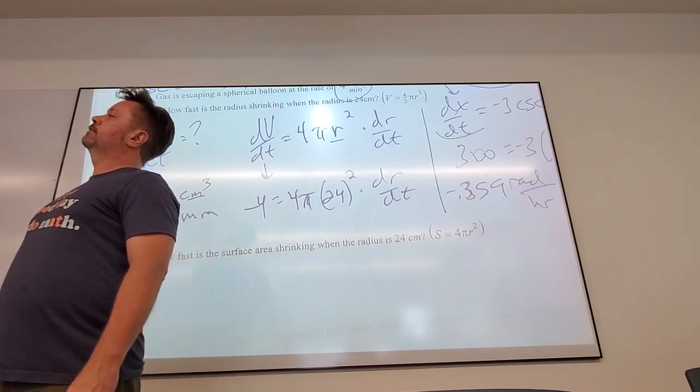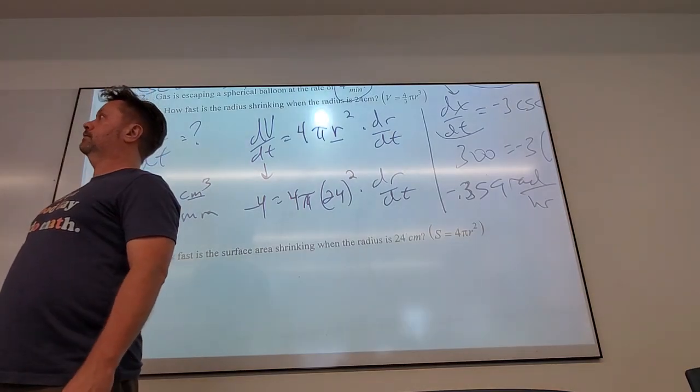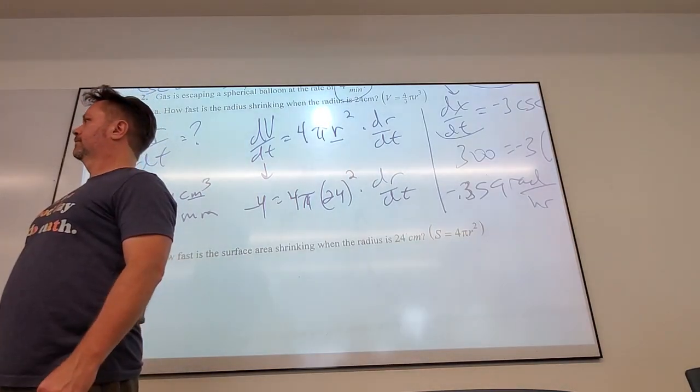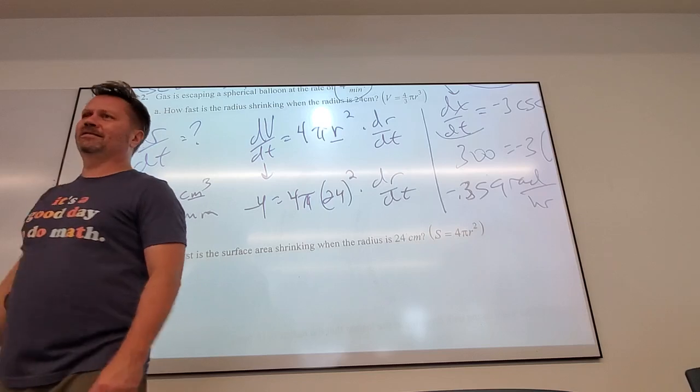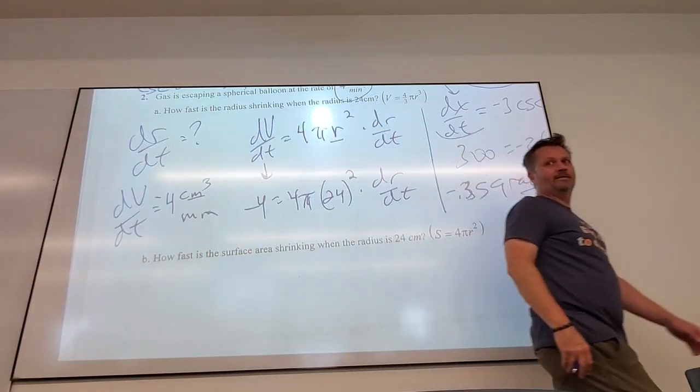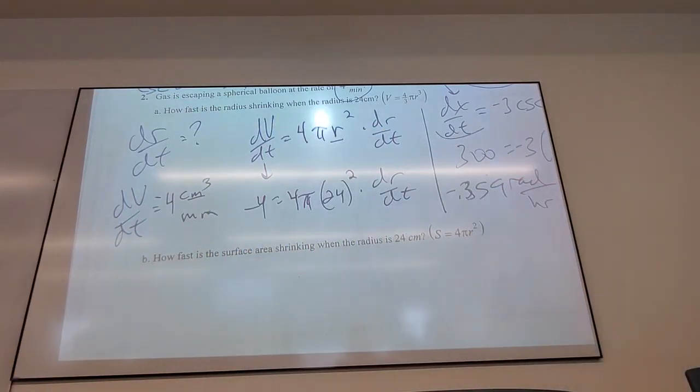576 times pi. No, I don't. Is that okay? But we put it in scientific notation. Don't we leave it in scientific notation?